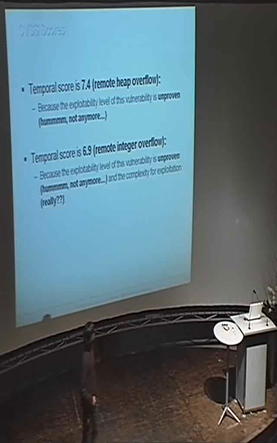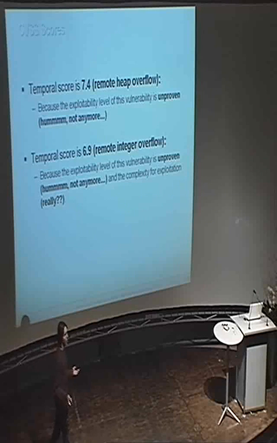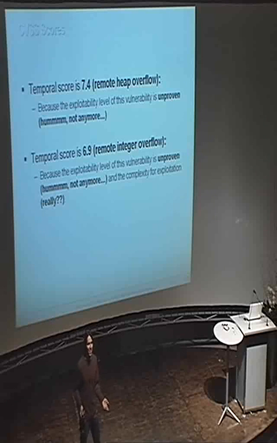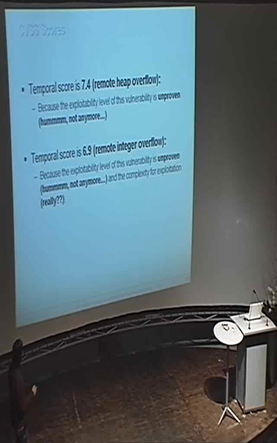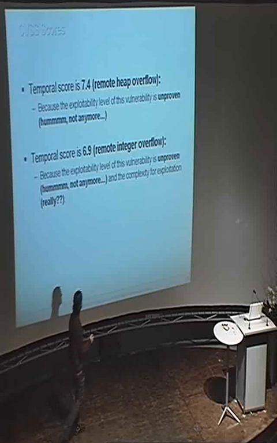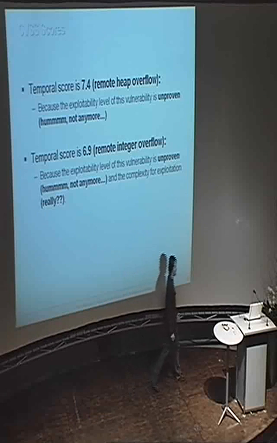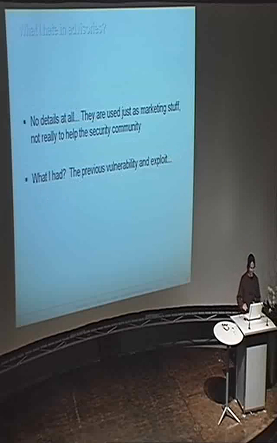So, okay, it's pretty cool. The temporal score was 7.4, a remote heap overflow, one of the vulnerabilities, okay? Well, why is it 7.4? Because the exploitability level is unproven, which means Secunia didn't write an exploit, right? That's cool. They release a vulnerability, but they don't know if it can be exploited. Also, there's another one which was a remote integer overflow, and again, the exploitability level was unproven, and well, it's funny, they say that the complexity of the vulnerability was really high. Oh, really?